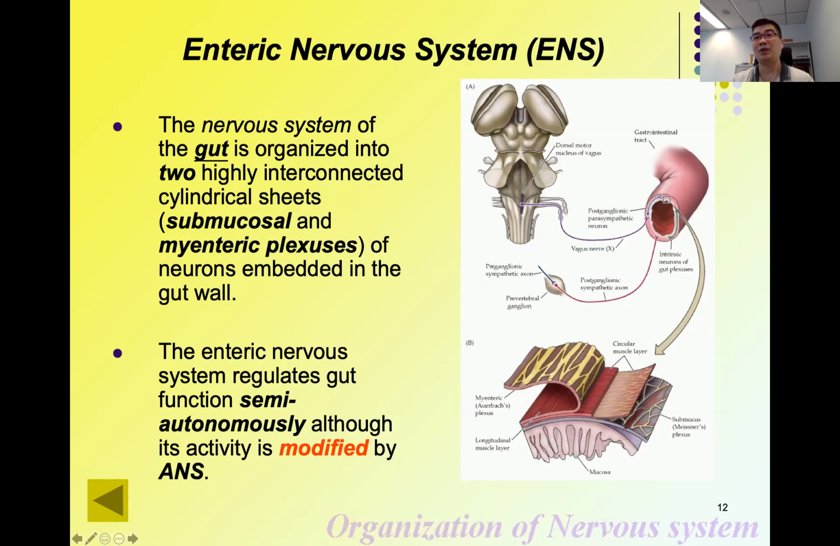Yes, when you have a stomach ache, when you are nervous. So when you are nervous, that's the perception for your consciousness. For example, when you see something scary, or when you are facing an exam and you don't know how to answer the questions. So that's from your consciousness. At that time, you become nervous, and that will activate the sympathetic nervous system.